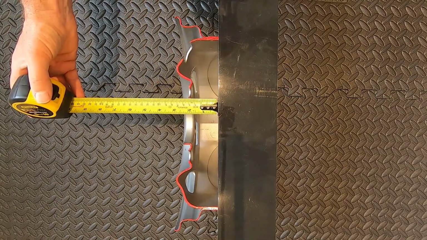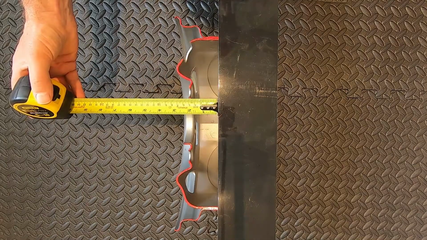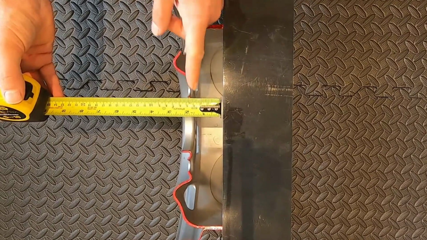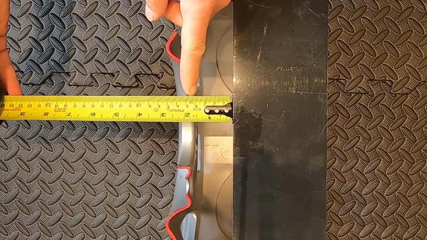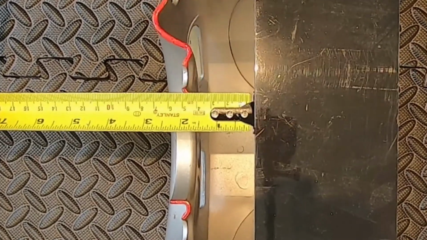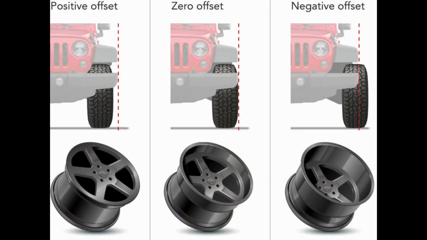The offset on the steel wheel is stamped into the outer rim. In this case, 43.5mm positive offset. The ET, or Einpresstiefe, that's German for press depth, can be either positive, negative, or neutral.